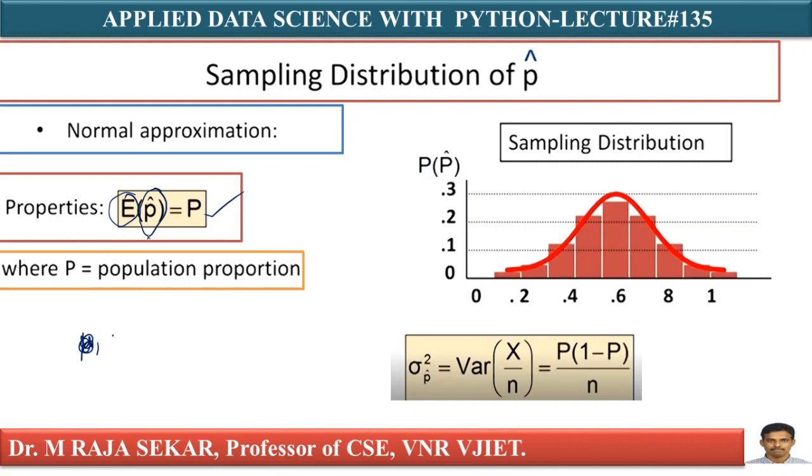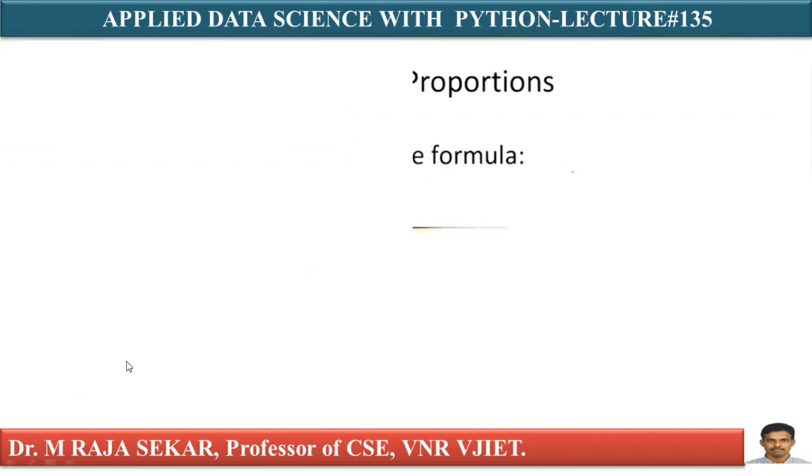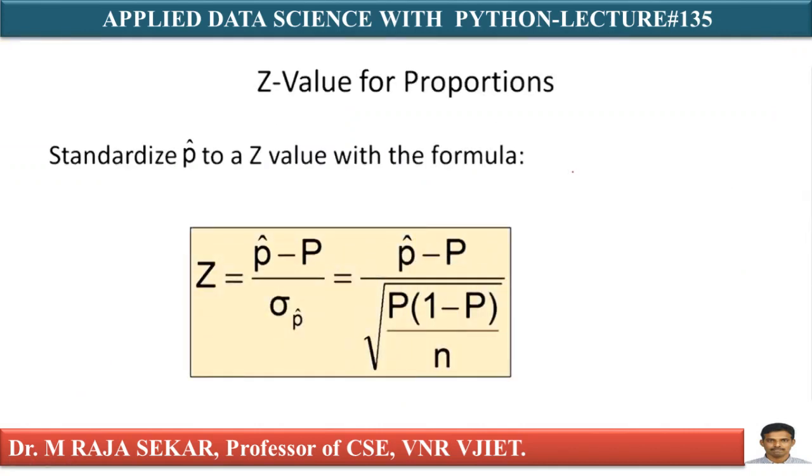If you calculate the mean of your sample proportion, it is nothing but capital P, that is the population proportion. If you calculate sigma square of your p cap, what is it? Your sample proportion variance is p into 1 minus p by n. Otherwise, I can say p into q by n. Why? Because your capital Q indicates 1 minus p. It is a simple problem, simple concept.